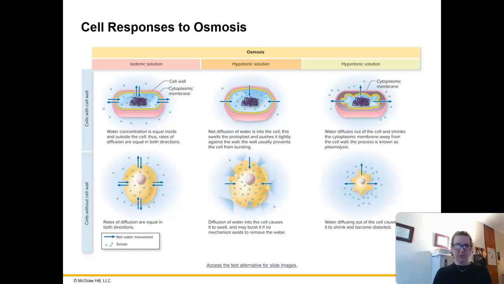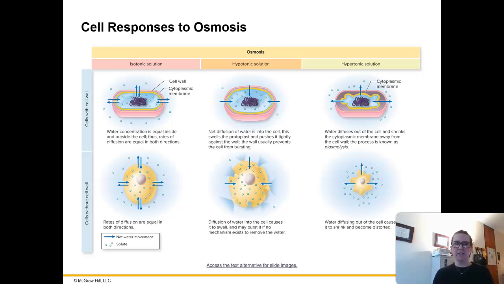So here we're taking a look at some implications of osmosis. If you look at the figure, we see essentially three situations. On the far left-hand side, the top left figure shows us a bacterial cell in an isotonic solution.